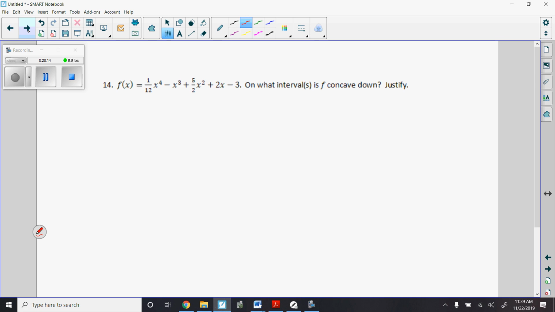Because I don't have a graph. If I had a graph of f prime, I'd look where f prime is decreasing. But again, just to remind myself, f concave down, that means f double prime is less than 0. Because I was given the function f, I'm going to have to do 2 derivatives here. So I'm going to find f prime first.